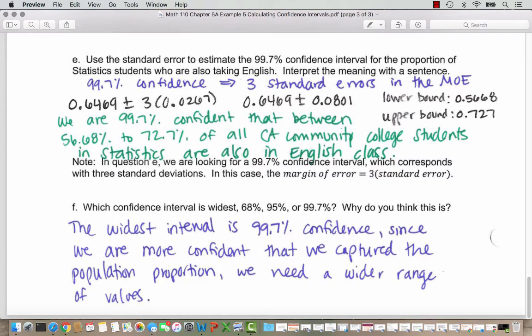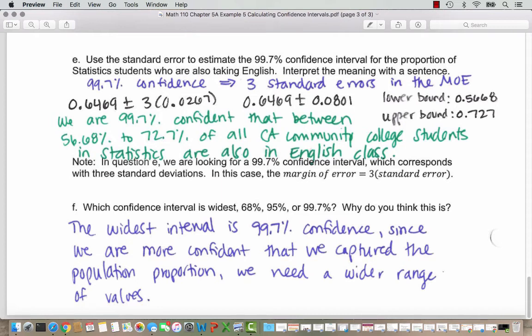All right, now in question E, we want to use the standard error to estimate the 99.7% confidence interval for the proportion of statistics students who are also taking English. And then we're going to interpret again with a sentence. So we know from the normal distribution that 99.7% confidence corresponds with 3 standard errors in the MOE, the margin of error. We know we can use a normal distribution because we checked that we had at least 10 in each answer category, the yeses and the nos.